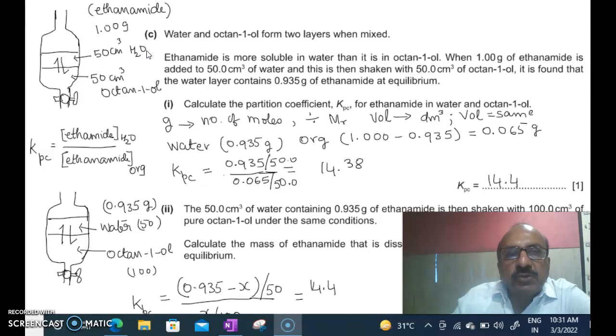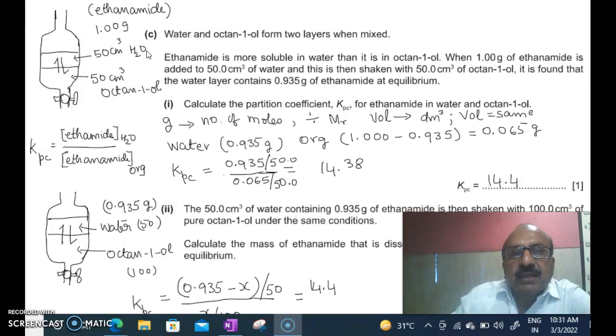So here I have tried to show this in the form of a diagram. This is a separating funnel and you can see that we have two layers. One is the layer of water, 50 cm³, and another is the layer of octane-1-ol because they are mutually immiscible. So we have 50 cm³ of octane-1-ol as is given in the question, and 50 cm³ of water, and 1 gram of ethanamide was mixed with 50 cm³ of water.